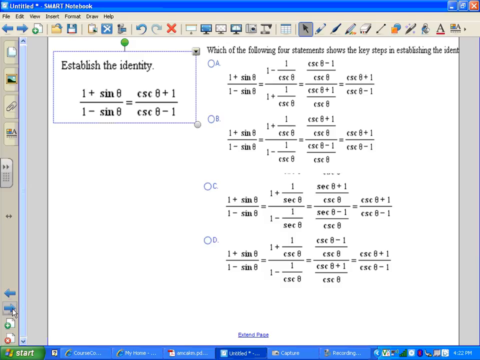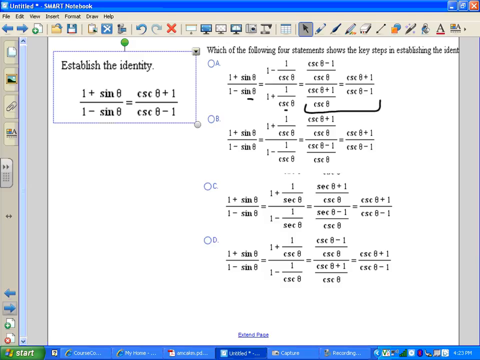Okay, next one is an identity one here. So let's go looking at sort of last steps here. Looks like they've changed everything like in the first steps from sine to cosecant, just kind of observing that. Now let's look at the last step. So let's see if this makes sense.